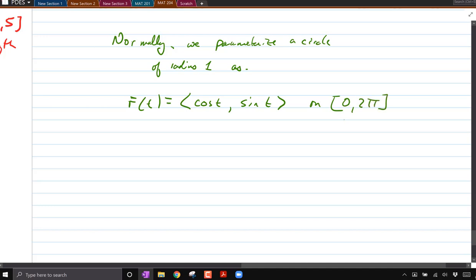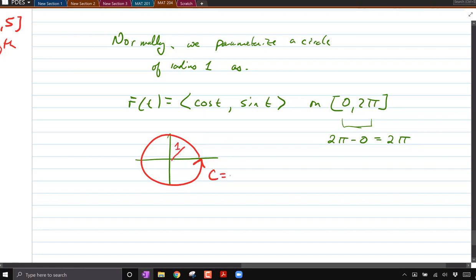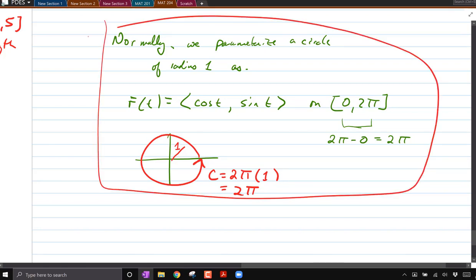Folks, what is the length of this interval? The length of this interval is 2 pi. Folks, for the unit circle, what is the arc length of the unit circle? It's simply its circumference, right? The unit circle has radius 1, so what's its circumference? Its arc length or circumference is 2 pi times its radius, so it's 2 pi. Why do we normally parameterize a circle this way? Because it has the arc length parameterization.